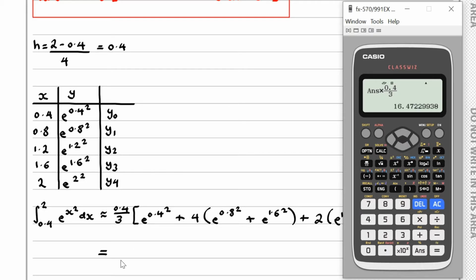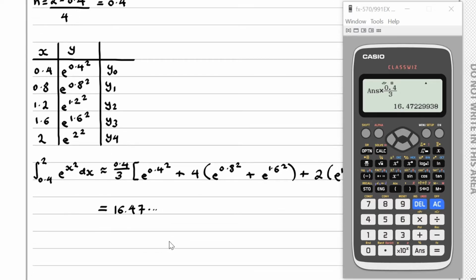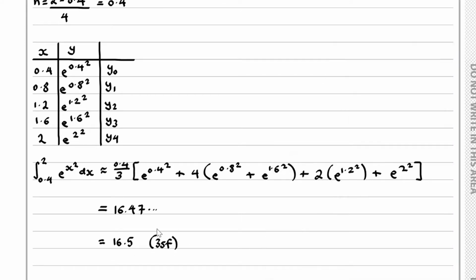We get a value of 16.47, etc., which to 3 significant figures we get 16.5. Okay, so this here is our final answer.